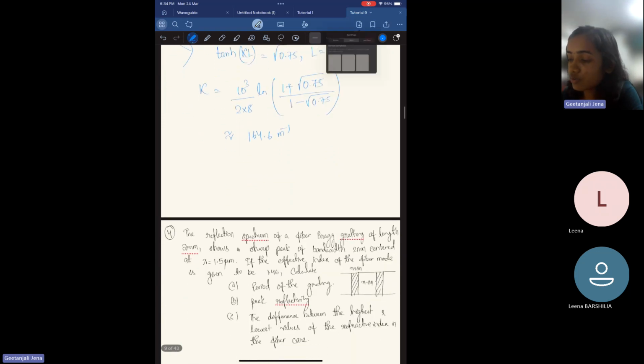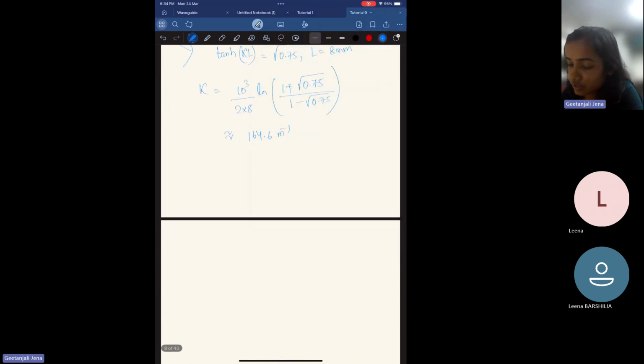And if you recall, we have seen before also in the previous question, κ you can write as π Δn over λ_p. And λ_p for the phase matching condition is 2 Λ, an effective grating period, right? So that means the grating period that we need to find out can be expressed as πΔn over 2 n_eff κ.